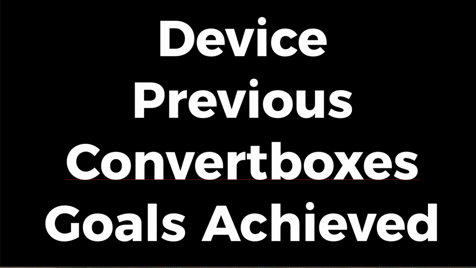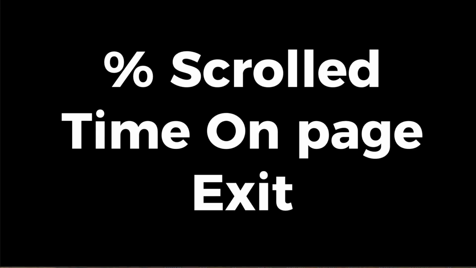Someone comes on mobile, showing something different to somebody who comes from desktop. If they've seen previous convert boxes, so if they've seen your blogging convert box, well, next time show them a lead gen convert box if they haven't yet opted in. Goals achieved. You can set goals for your convert box. If those goals are achieved, you can show something else. And there's more. Percentage scroll, time on page, exit pop-ups. We've seen all those before. Those are powerful stuff. There are also more that I haven't thought of.